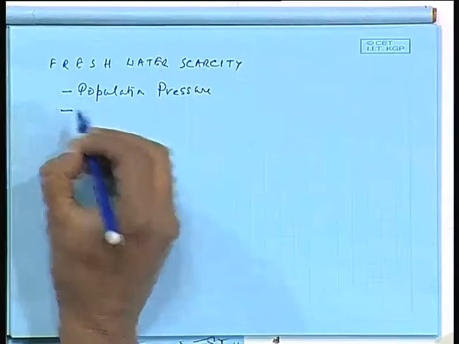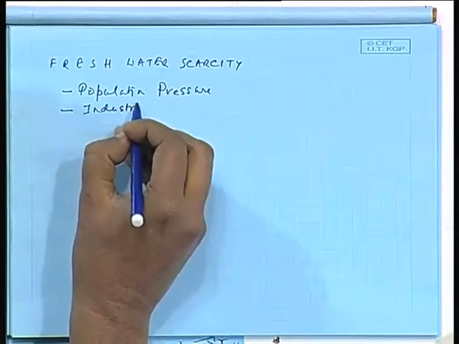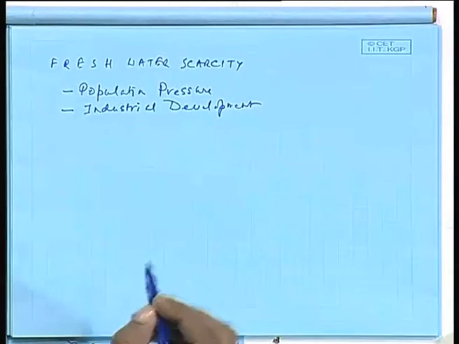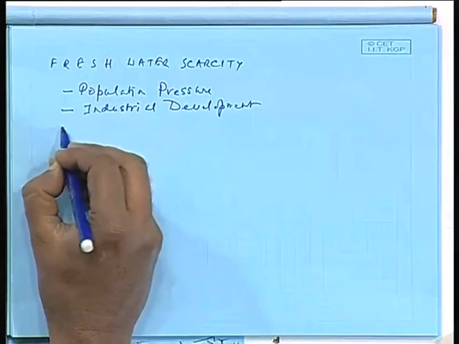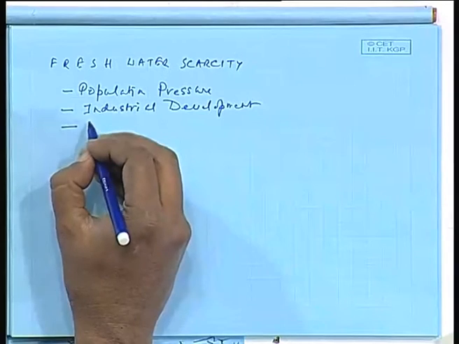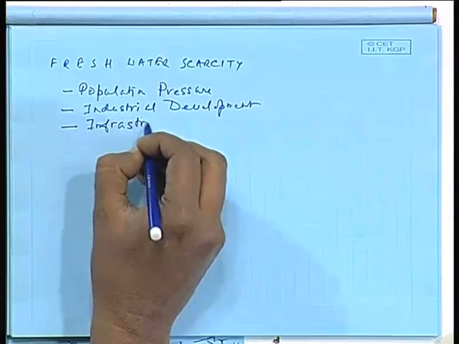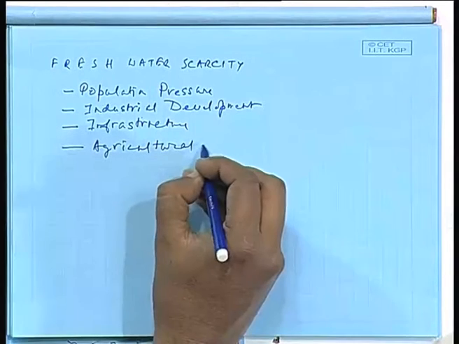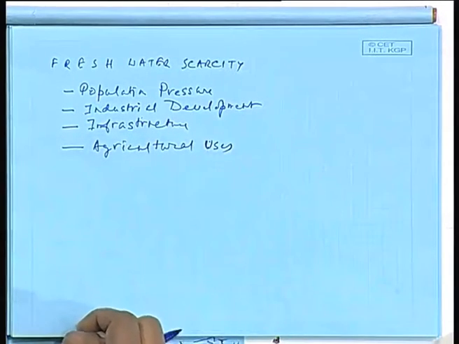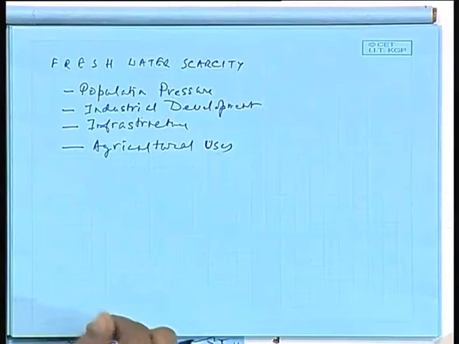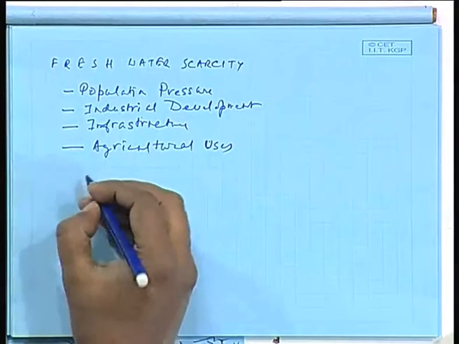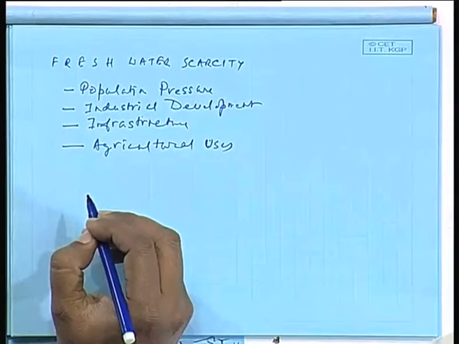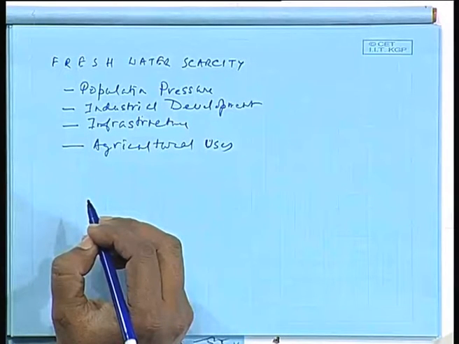Industrial development is certainly one factor, because almost all industries require a great amount of water. Then infrastructure and agricultural uses. It is being said that if today's war is being fought on oil, tomorrow's war would be fought on water. Water is going to be an extremely scarce resource.